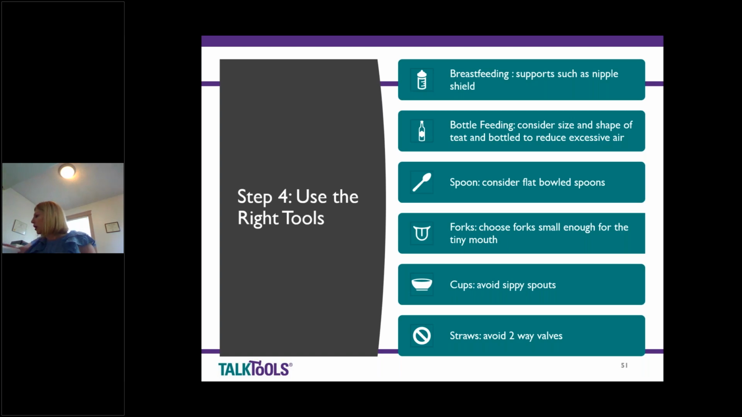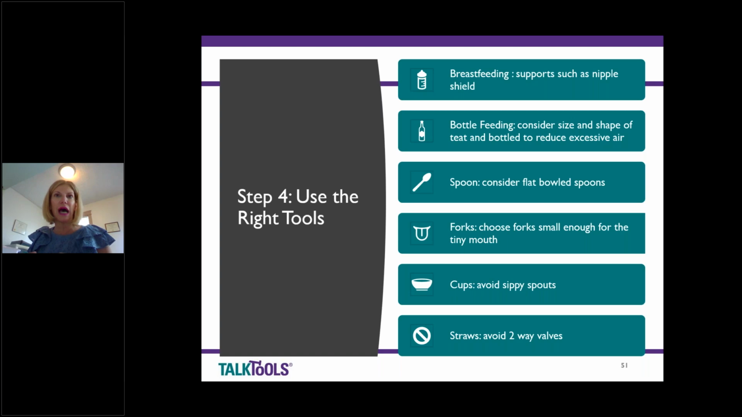Spoon, consider more of a flat bowled spoon. Like here, I have the maroon spoon, which I love, has a flat bowl. So if I'm trying to work on drawing the puree off the spoon, I don't want a spoon with a really deep bowl where it's going to be hard for baby to draw the bolus off, okay, if they're having some OMD issues. Forks. We don't want to use forks that are way too big for babies' mouths, okay?